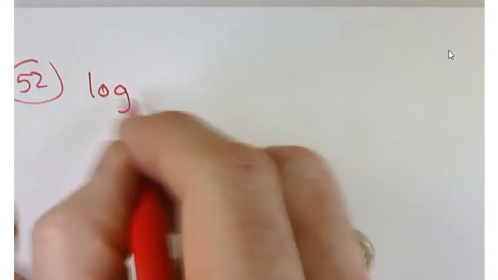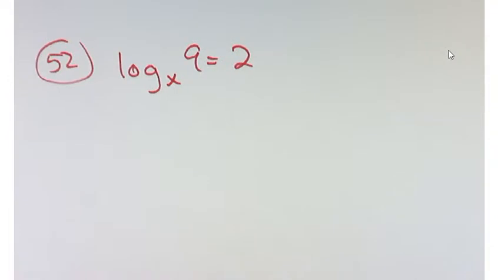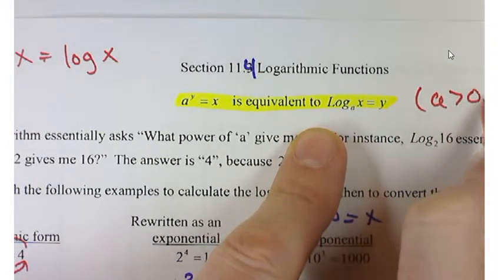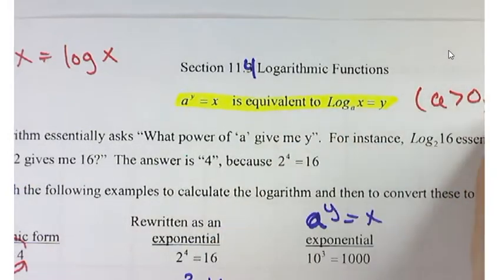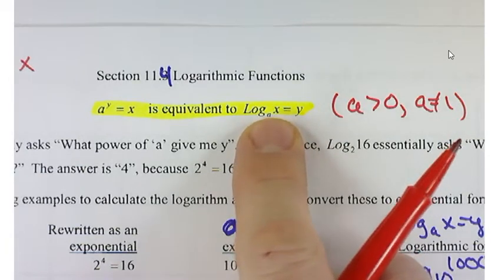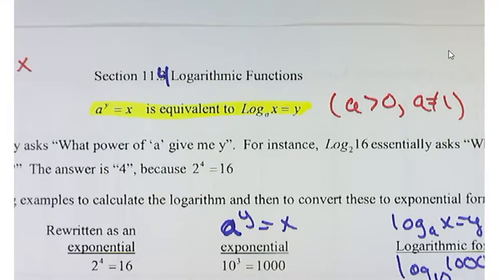So log base x of 9 equals 2. Now, let me give you a heads up, a reminder. Maybe we should put it on your sheet here, this one in your handout. A has to be greater than 0 and different than 1. So when you're talking about the base of a logarithmic function, the base has to be a number greater than 0, but not equal to 1. A positive number not equal to 1. We'll keep that in mind as we solve problem number 52.